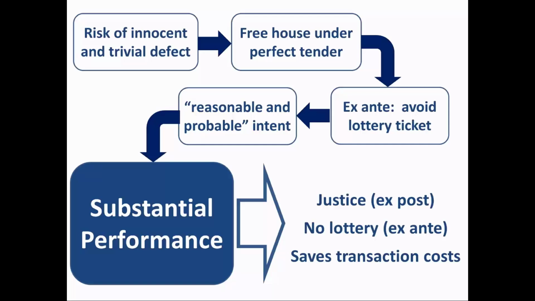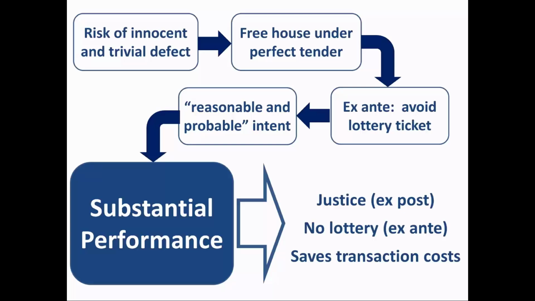The substantial performance doctrine is not helpful if courts frequently get it wrong. But remember what's at stake here. Anyone dissatisfied with the default rule and willing to pay the price can bargain around it to get perfect tender, or any other rule they want.